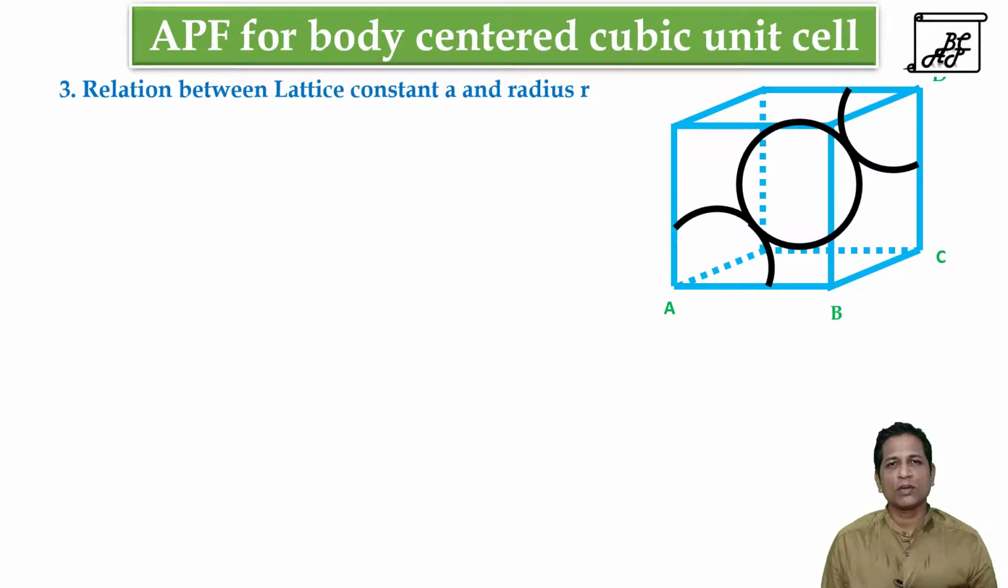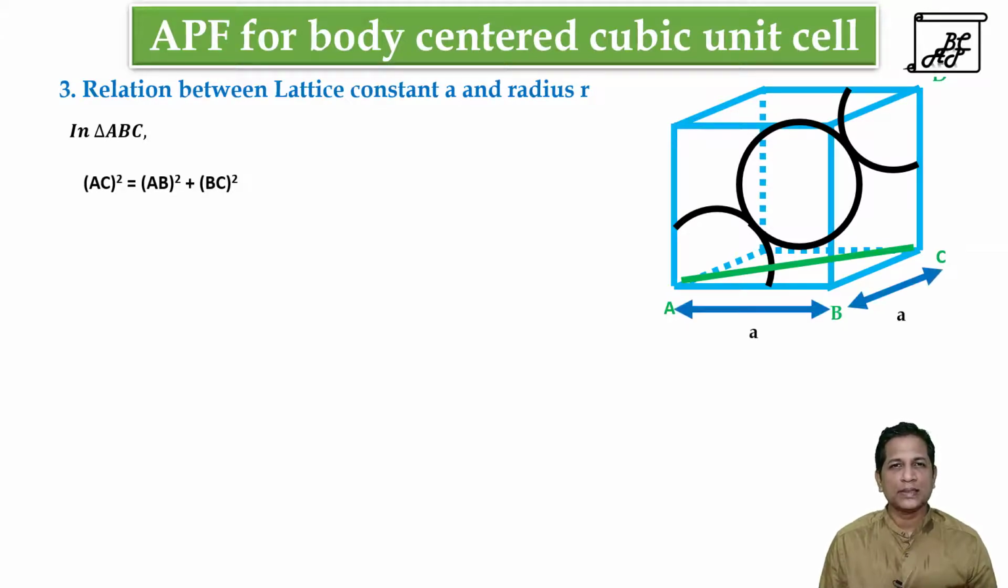For this, let's start from the right angle triangle ABC. In this right angle triangle ABC, according to Pythagoras theorem, we can say that AC square is equal to AB square plus BC square. AB and BC are the length of the edge of a cube and is denoted as a. Let's substitute these values for AB and BC. It is calculated as 2a square.